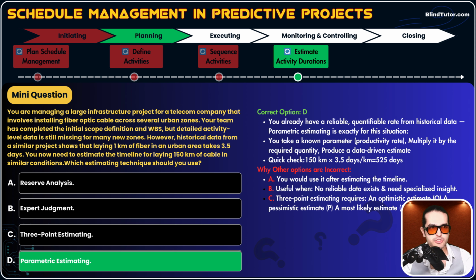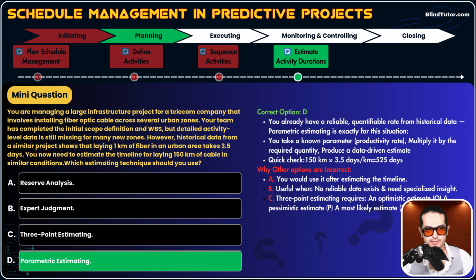But why is option D correct, guys? Let's read our description. What do we have here in the question? We already have a reliable, quantifiable rate from historical data, guys. That laying 1 kilometer of fiber takes 3.5 days. This is data, a productivity rate. So we use this rate with parametric estimating. You take a known parameter here. Productivity rate is our parameter. We use the productivity rate and multiply it by the required quantity.